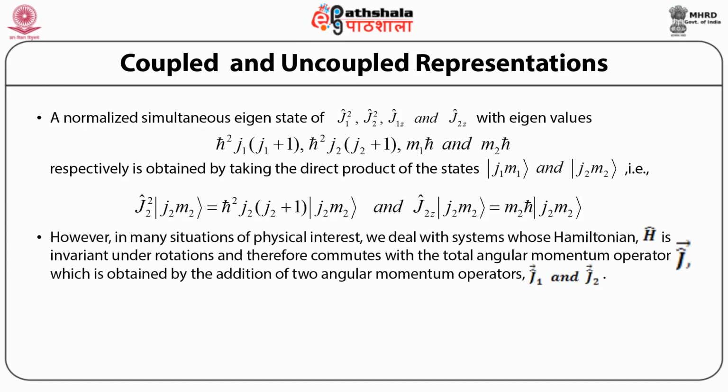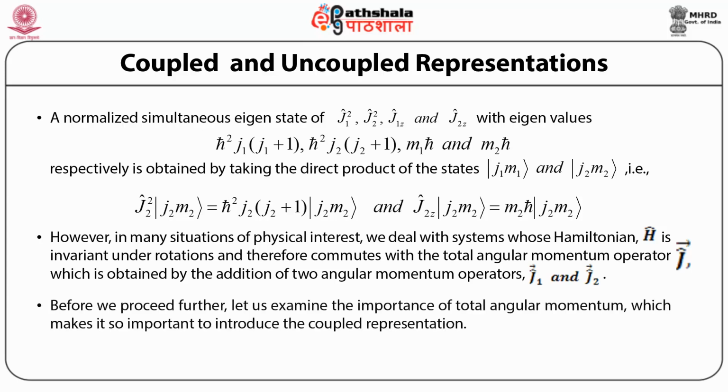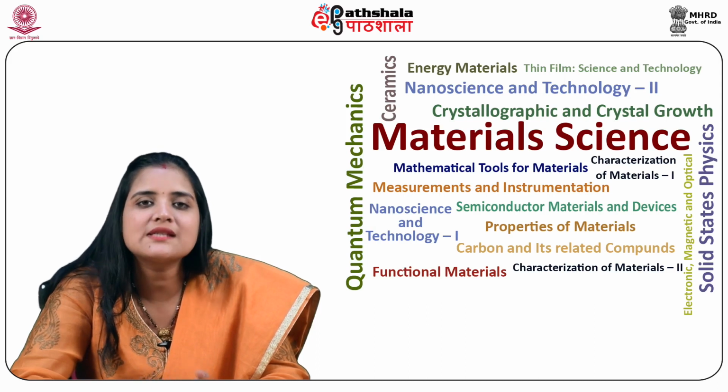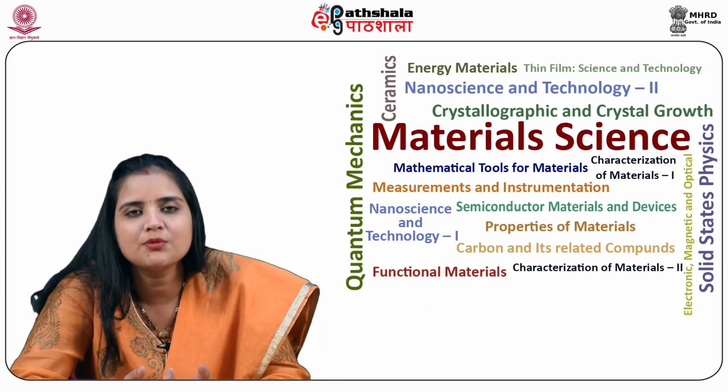However, in many situations of physical interest, we deal with systems whose Hamiltonian H is invariant under rotations, and therefore they commute with the total angular momentum J, which is obtained by the addition of two angular momentum operators J1 and J2. Before we proceed further, let us examine the importance of total angular momentum, which makes it so important to introduce the coupled representation. Next, we discuss the importance of total angular momentum.